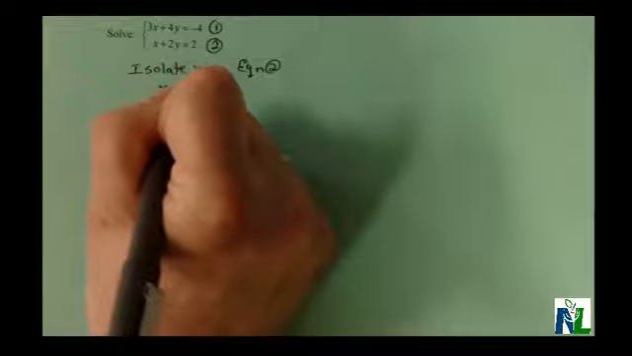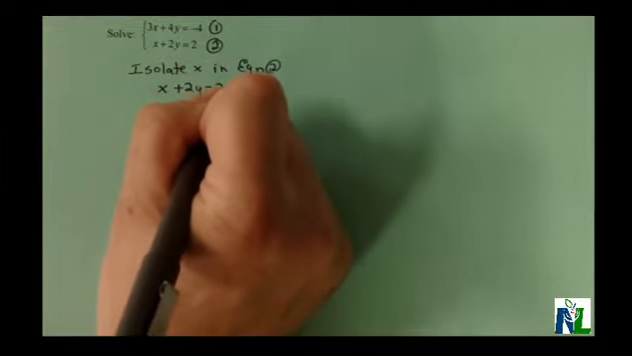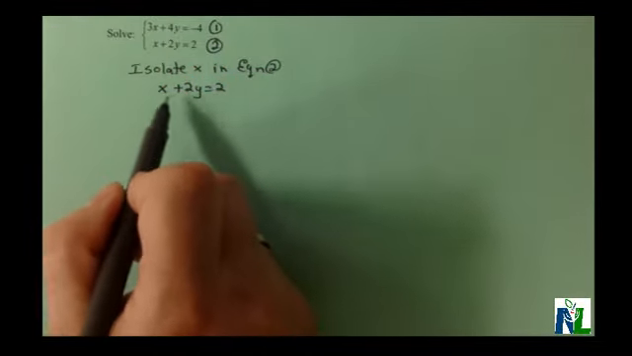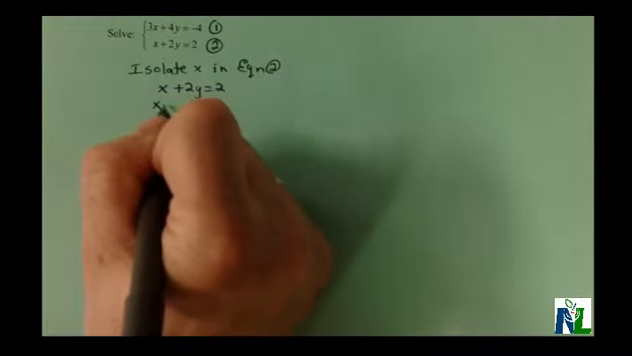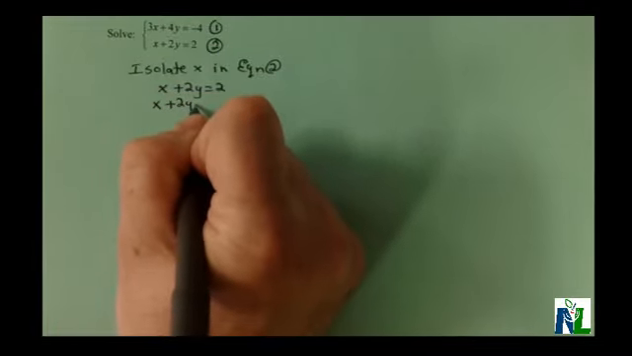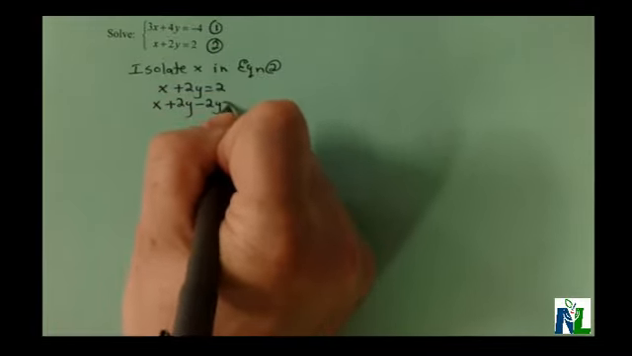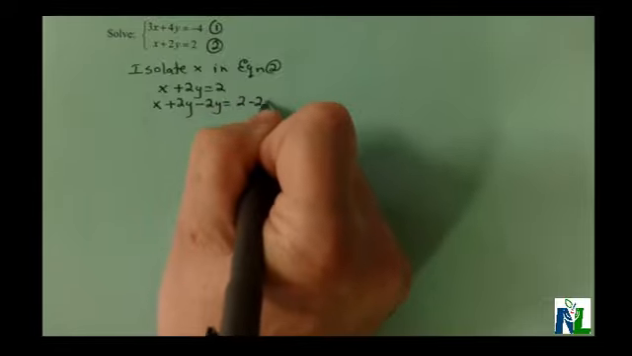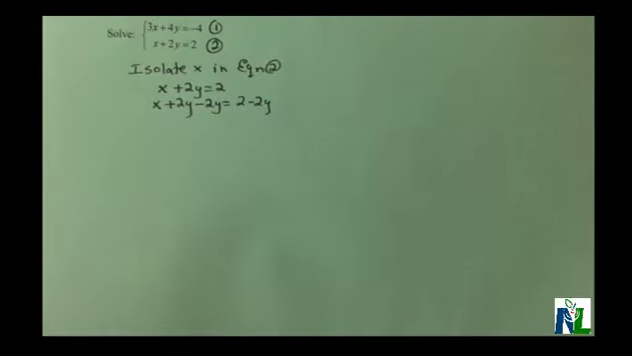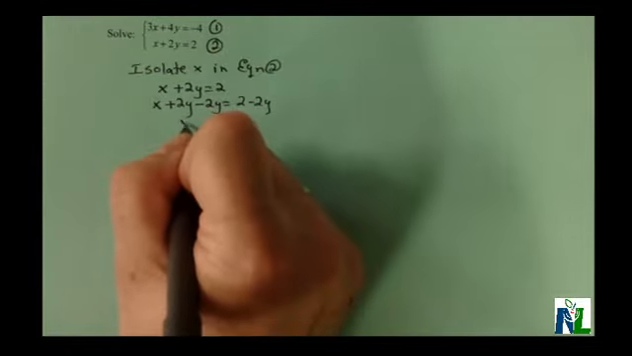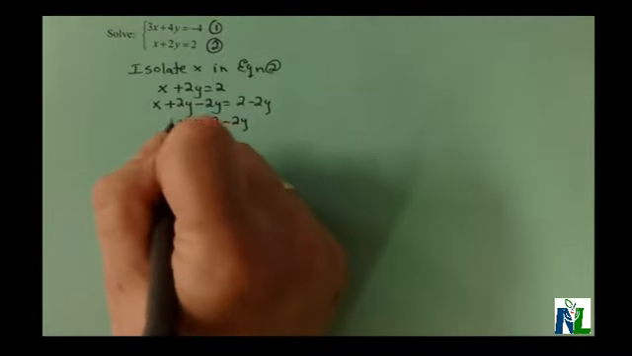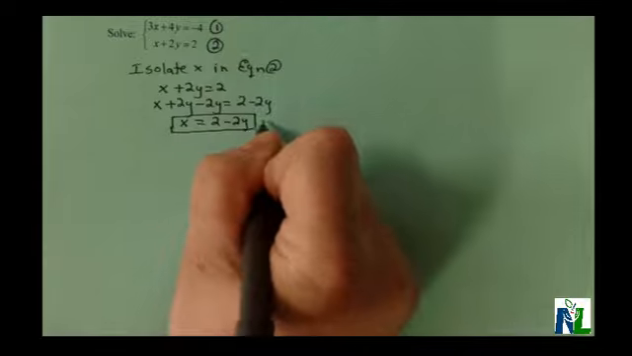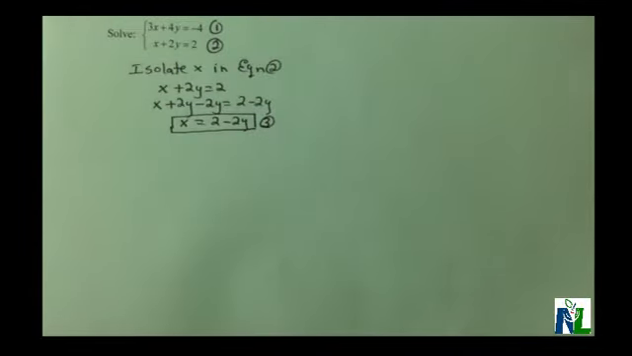So equation 2, x plus 2y equals 2. In order to isolate the x, I need to get rid of the plus 2y using inverse operations. The inverse of adding 2y is subtracting 2y. To keep the equation balanced, I must also subtract 2y from the other side. This leaves me with x equals 2 minus 2y. This equation is going to be important. I'm going to come back to that later, so I'm going to label that equation, equation 3.